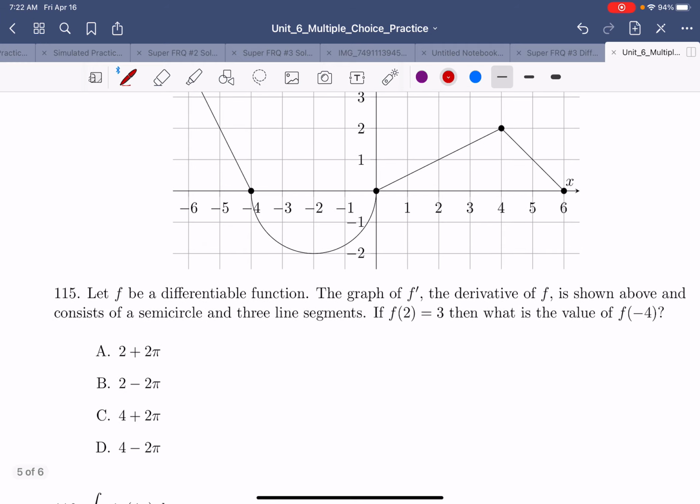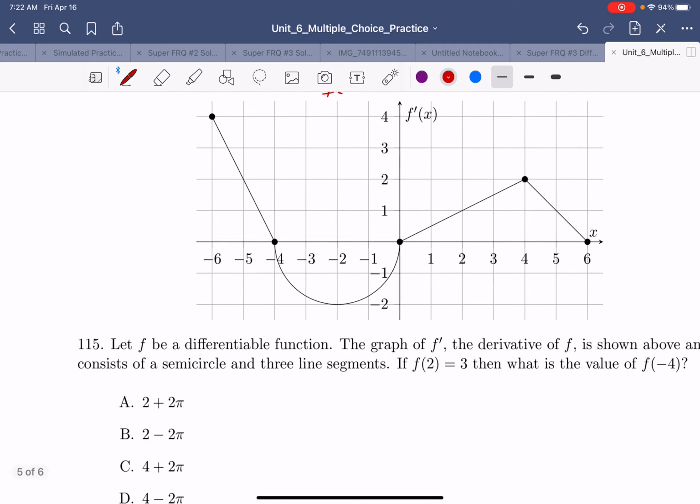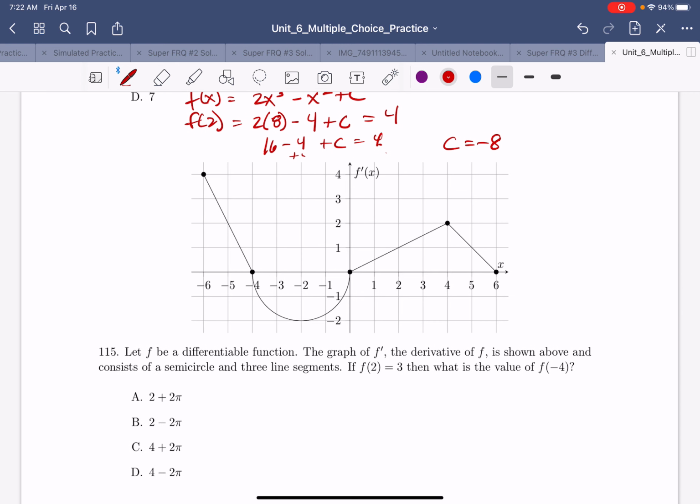Let's look at 115. Let f be a differentiable function. The graph of f prime, the derivative of f, is shown above, and consists of a semicircle and 3 line segments. If f of 2 equals 3, then what is the value of f of negative 4?